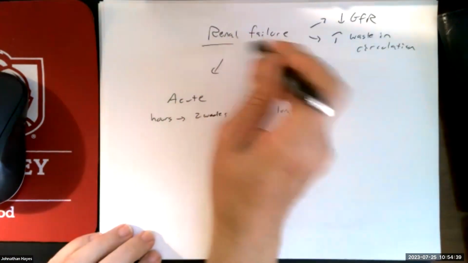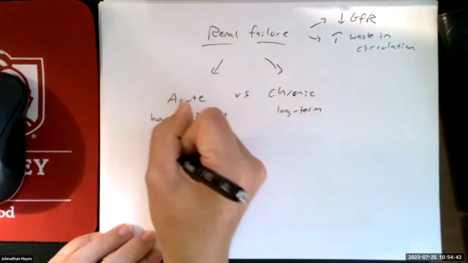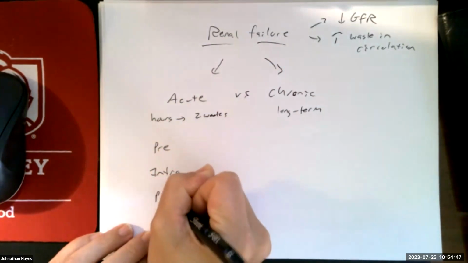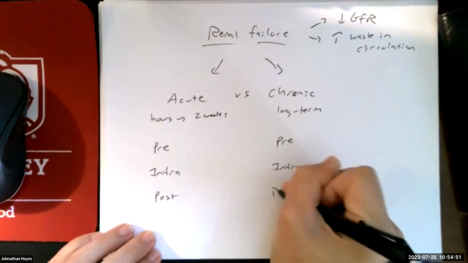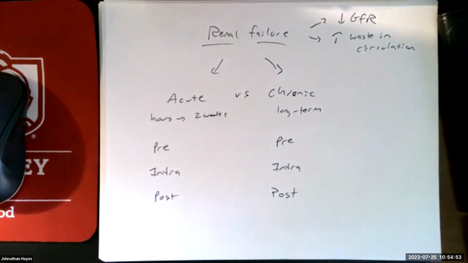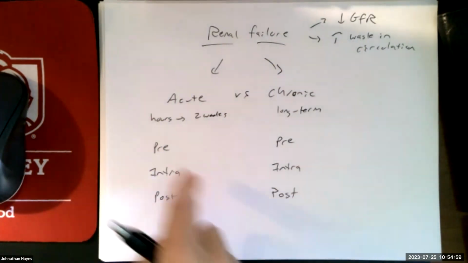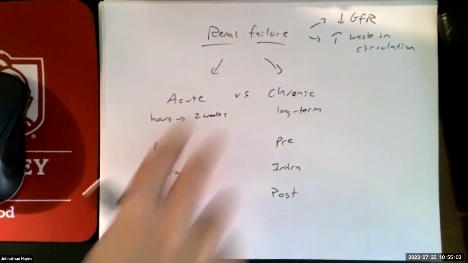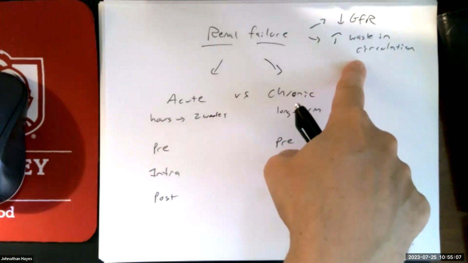And then again, with renal failure, you can not only have acute versus chronic, you can also have pre, intra, or post of each type. Okay, so we'll make a chart. It's going to have examples. But before we make our chart, let's talk about what's the difference between pre-renal failure, intra-renal failure versus post-renal failure. All of them are going to be called renal failure because you'll either have a decrease in GFR or an increased waste in circulation because of them.